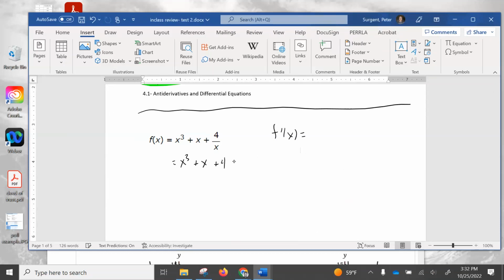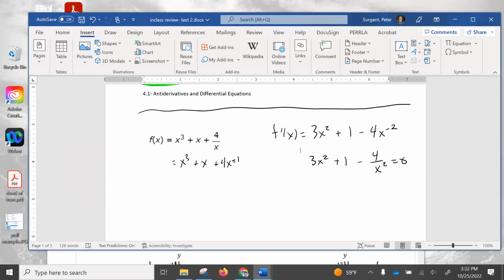Would it be 3x squared plus 1 plus or minus 4x then negative 2? Very good. And let's see, Lindy, I'm guessing that is what gave you trouble, this weird looking function that you have to solve? Yeah, I think so.